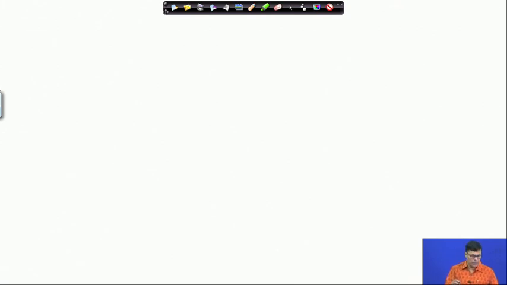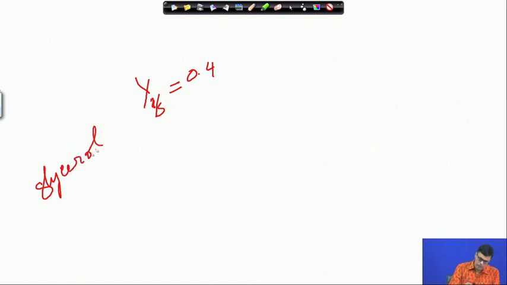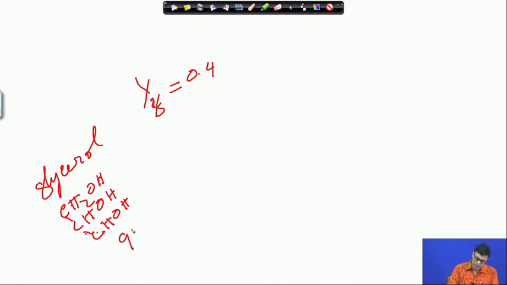Now as you know, Yx/s is equal to 0.4. Am I right? And what is the glycerol formula? Glycerol is CH2OH, CHOH, CH2OH. Am I right? This has a molecular weight of 92. Now how many carbon atoms are there? 1, 2, 3. So per gram atom of carbon, what will be the molecular weight of one gram atom of this glycerol? 92 by 3.